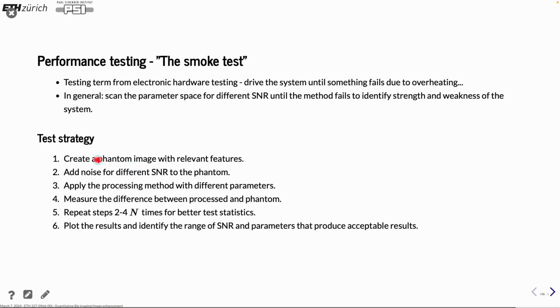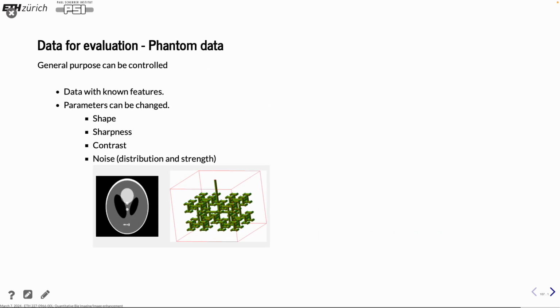The routine is, first you create some phantom images with relevant features, then you add noise, then you apply your processing and measure the difference between processed and phantom, see if it's good or bad, and then you repeat these steps a couple of times to get some statistics for different noise distributions. Then you can plot and see the effect of different parameters and different signal-to-noise ratios. You can create phantoms like this, either from simulations or from geometric models. The parameters you can play with are shape, sharpness, contrast, noise, and so on.